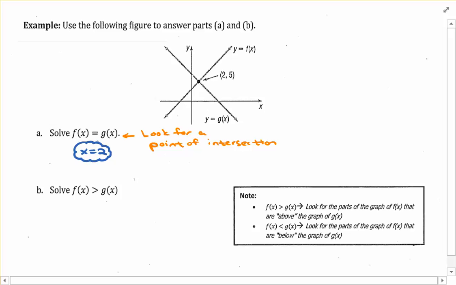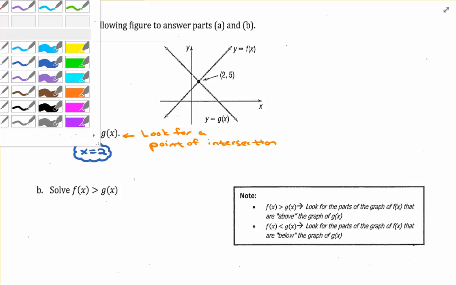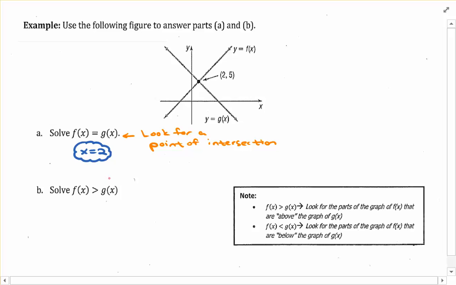Moving on to part B, we now have an inequality that we need to solve. We need to solve f of x is greater than g of x. And so if you watched the last video, I mentioned how you interpret the inequality symbol from the diagram standpoint is as follows. If the inequality symbol is greater than, you want to look for parts of the graph of f of x that are above the parts of g of x. And there's even a little side note here. The first point is f of x is greater than g of x, and that means look for parts of the graph of f of x that are above the graph of g of x. Whereas if the inequality symbol were reversed, we would be looking for parts of the graph of f of x that are below g of x.